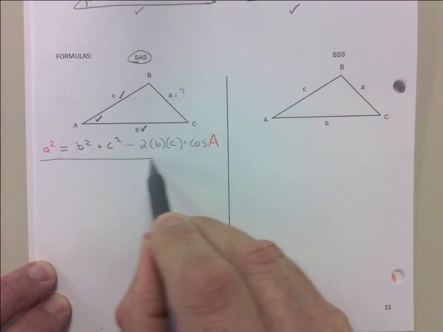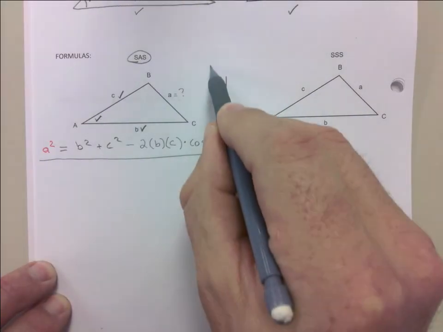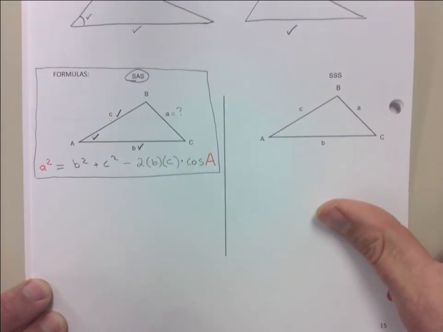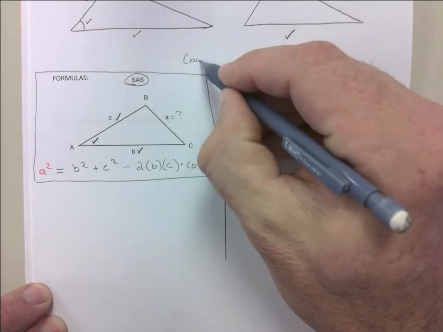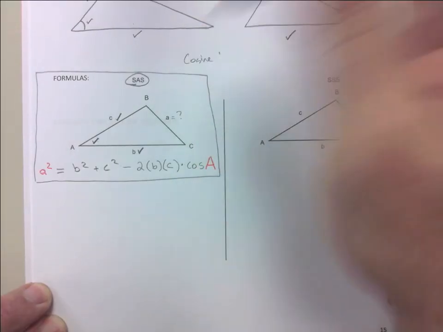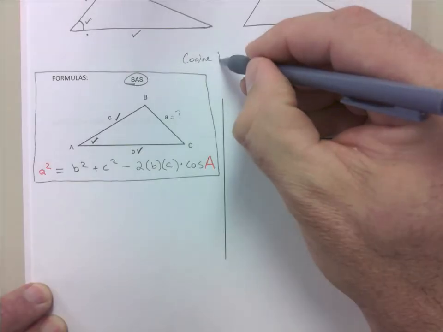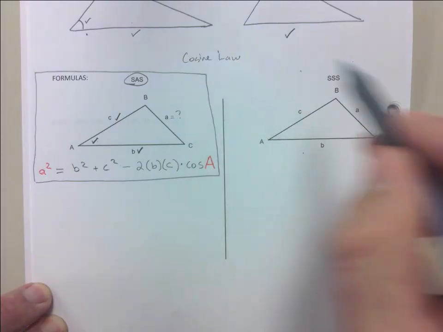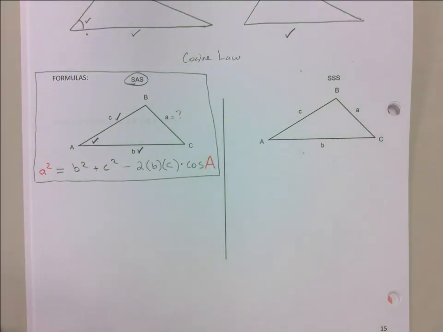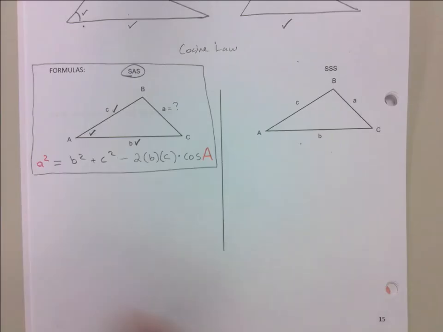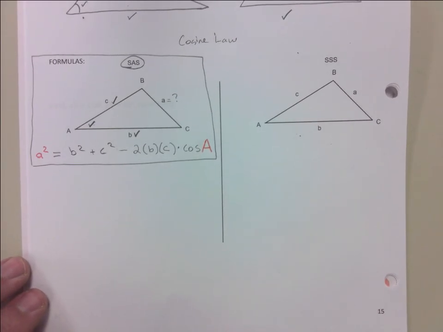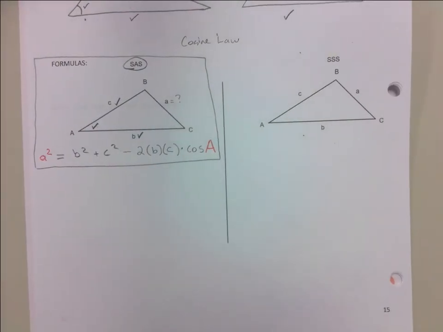SAS. So I will say you should have cosine law under your trig section, and then side angle side, and then there's going to be side on the right side of this page. But I want you to notice the pattern. Okay, what is the pattern?